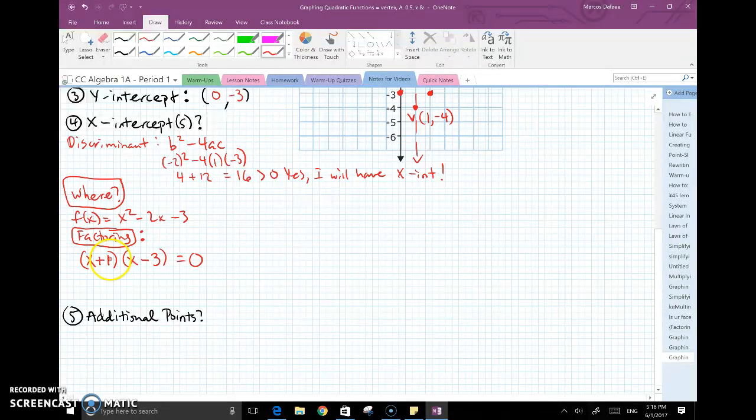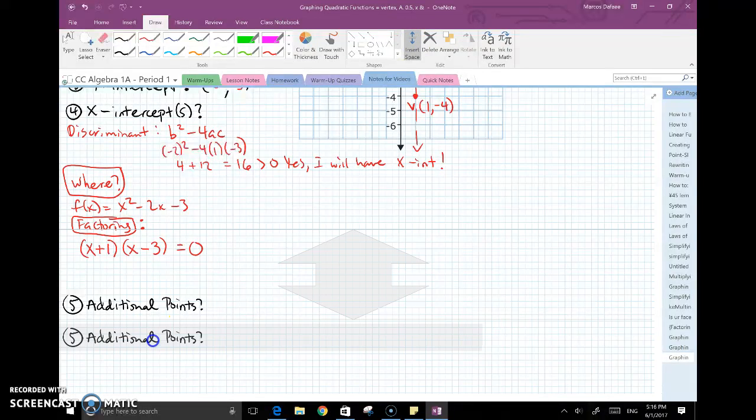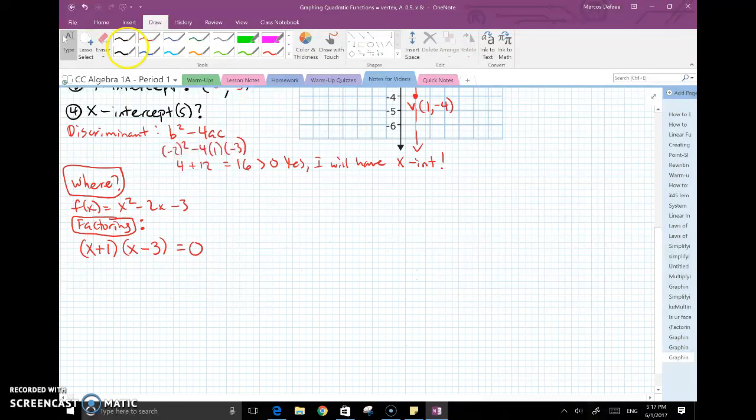So 1 times negative 3 is negative 3. 1 minus 3 is negative 2. It's factored. Then what you do is you want to break it and solve it. So breaking and solving simply means this. You assign a mini function to this, a mini equation out of this, and it looks like this.